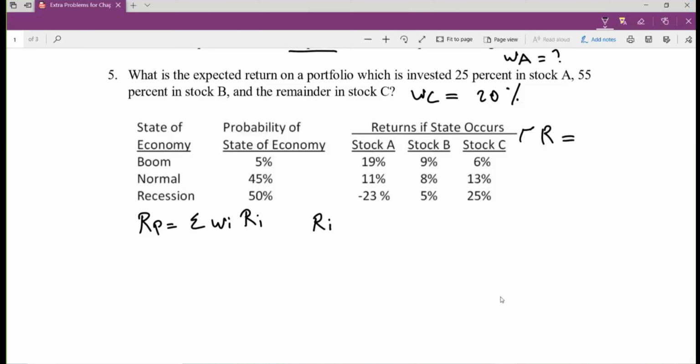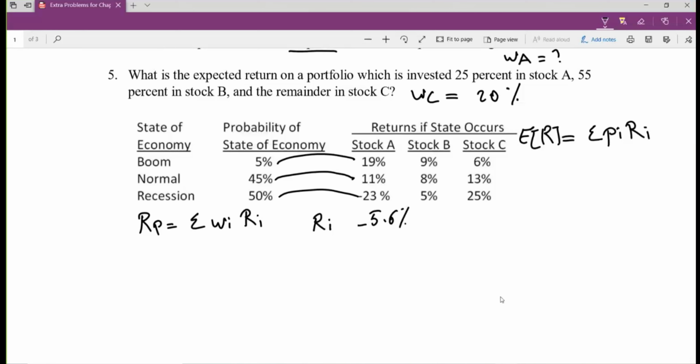The expected return is equal to the sum of PI times RI. So here for A, it's 5% times 19% plus 45% times 11% plus 50% times minus 23%. The return of A is going to be minus 5.6%.